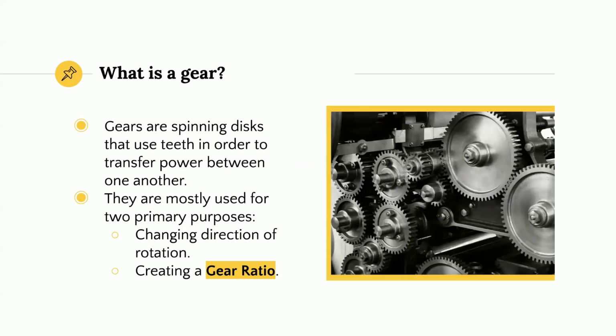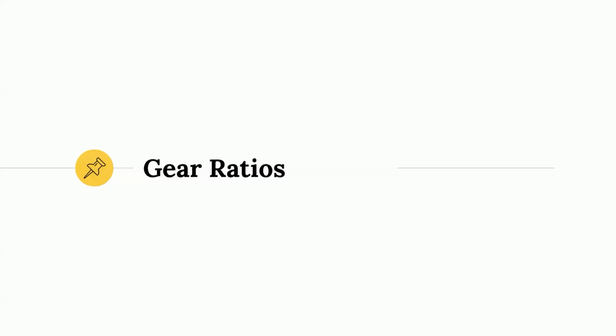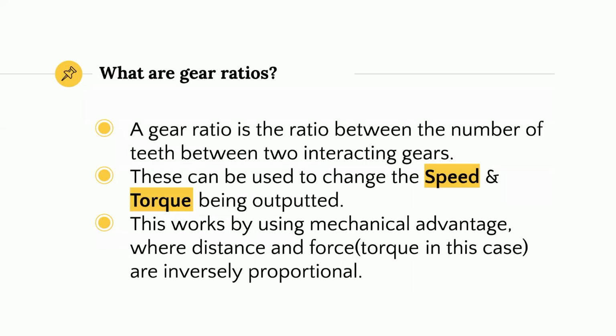What is a gear? Gears are spinning discs that use teeth in order to transfer power between one another. They are mostly used for two primary purposes: changing direction of rotation or creating a gear ratio. What are gear ratios? A gear ratio is the ratio between the number of teeth between two interacting gears. These can be used to change the speed and the torque being outputted.